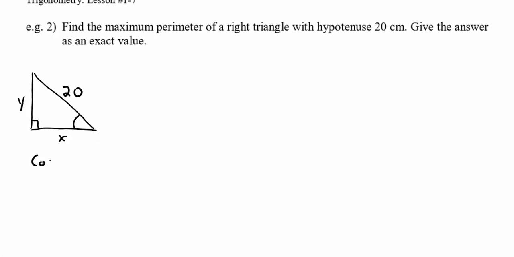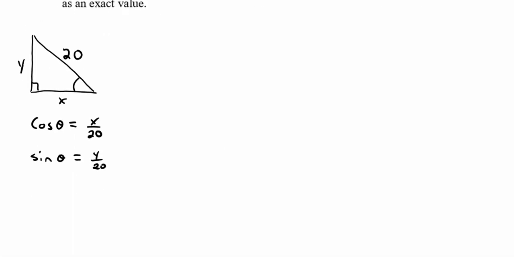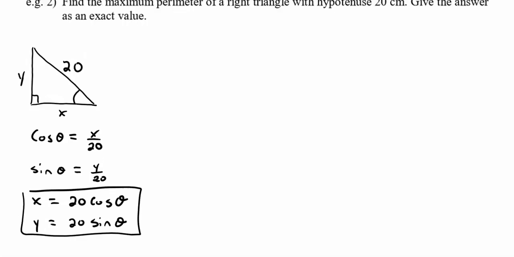So we can say cos theta is equal to x over the hypotenuse, so x over 20, and sine theta is going to be y over 20. So rewriting those just as an expression for x and y, we'd say x is equal to 20 cos theta, and y is equal to 20 sine theta. We're going to use those in a second. So now that we have those constraints, this has to be the case for whatever we end up doing from here.